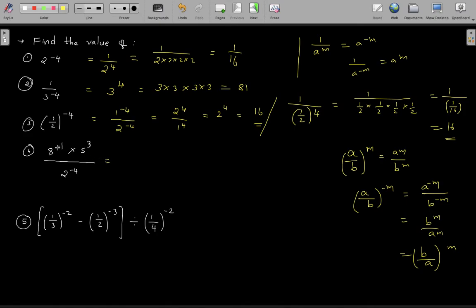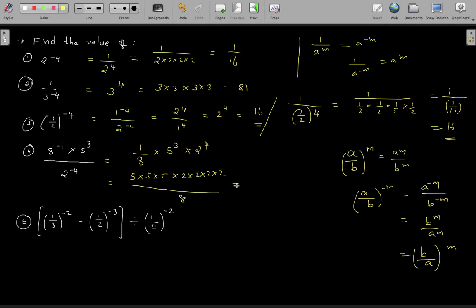8 raised to the power negative 1 times 5 cube by 2 power minus 4. Now 8 power minus 1 is 1 by 8. This is times 5 power 3. Here 2 power minus 4 is in the denominator, so when I bring it to the numerator, it becomes 2 power 4. You understand? So here I can write this as 5 times 5 times 5 times 2 times 2 times 2 times 2 divided by 8.